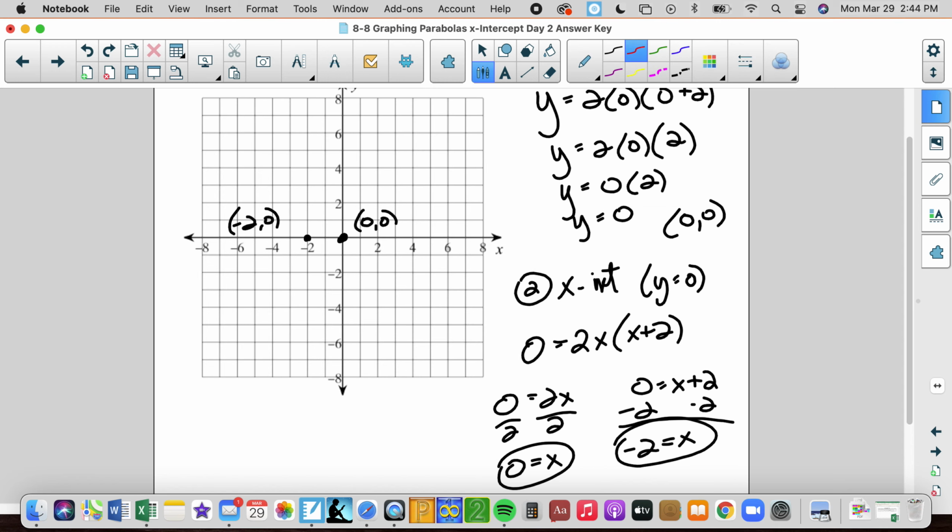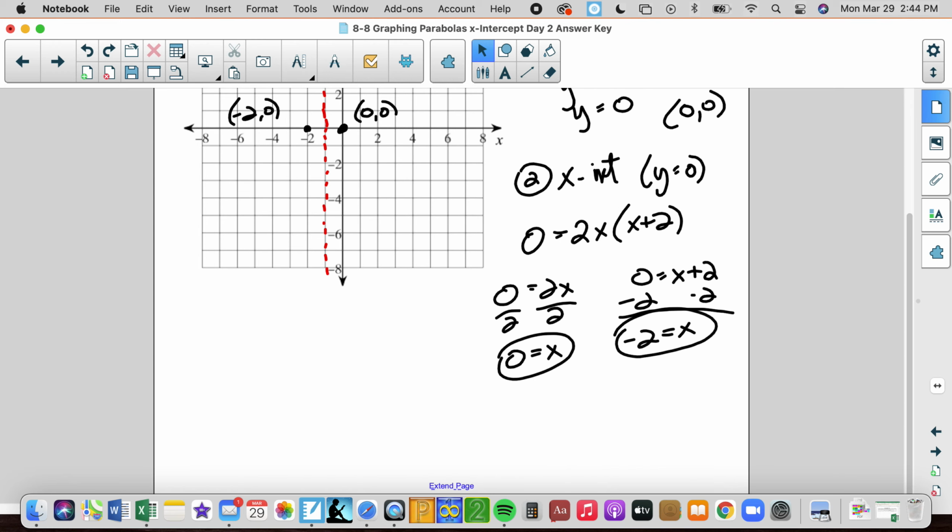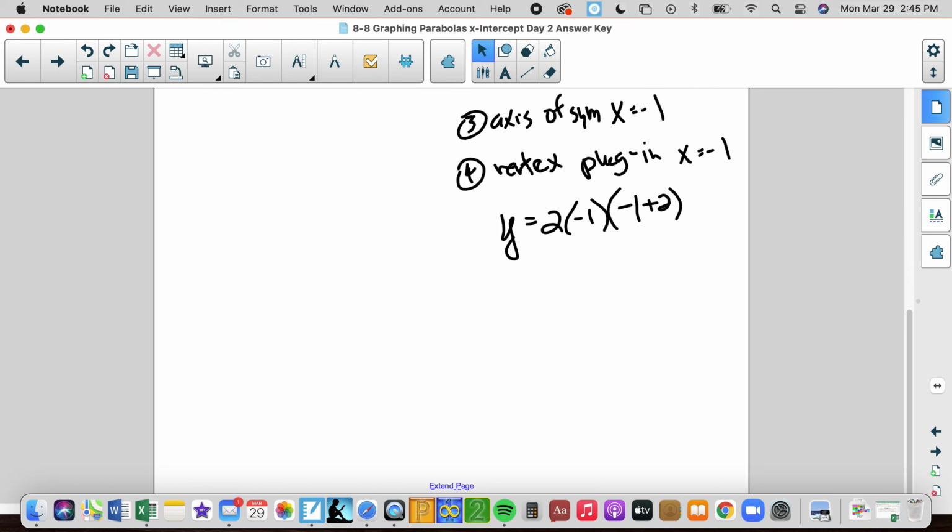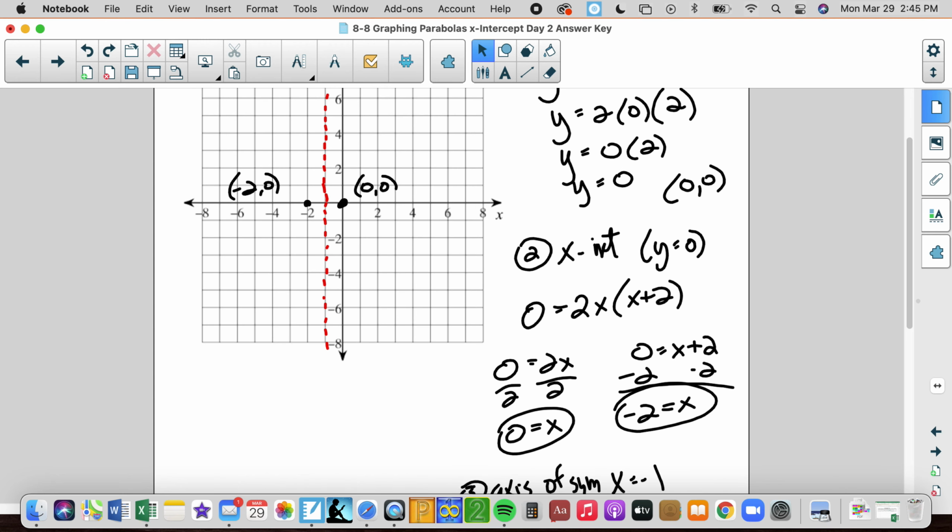And we know our axis of symmetry is going to be equidistant between those 2 points. So I know my axis of symmetry is x equals negative 1. So now we're going to find the vertex by plugging in x equals negative 1. We get the equation y equals 2 times negative 1 times the quantity negative 1 plus 2. So let's simplify before we multiply. Simplify inside the parentheses. Negative 1 plus 2 is 1. Now we can multiply. 2 times negative 1 is negative 2. Times 1 is negative 2. So when we plugged in negative 1, we got negative 2. Negative 1, negative 2.